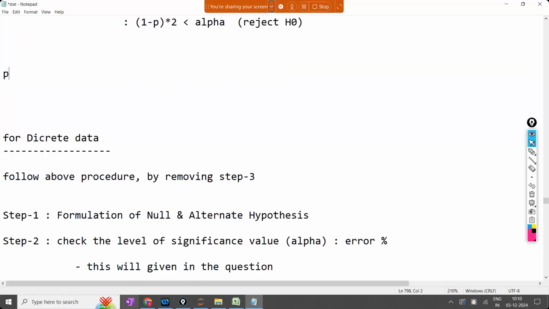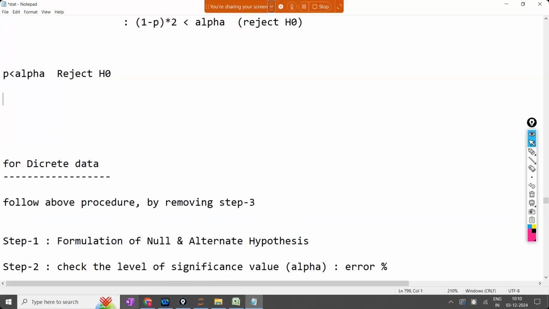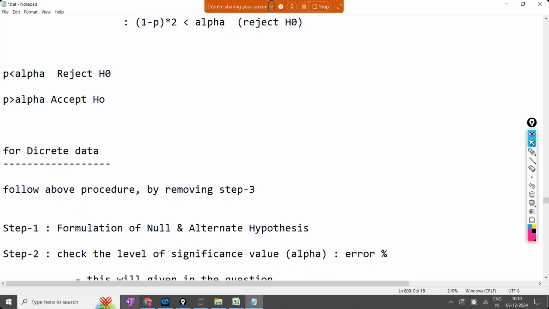P less than alpha, reject the null hypothesis. P greater than alpha, accept the null hypothesis. This is what we have discussed. The only thing is, whatever P you are getting now, for a left tail test it is the normal P. For a right tail test, it is 1 minus P. For a two tail test, it is 1 minus P into 2.